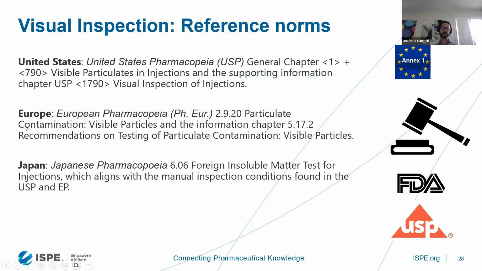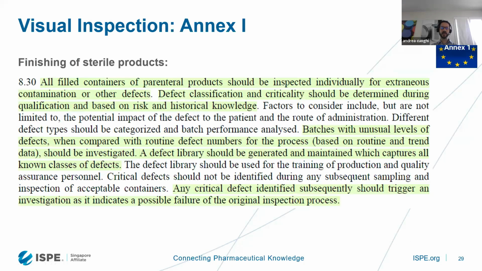And we start, as before, with the US Pharmacopeia, European Pharmacopeia, and as well Japanese Pharmacopeia. In different chapters, they speak about the visible particulates in injections and visual inspection of injection. And all these three norms say basically the same. They say that all the filled containers, for example, this is an extract from Annex 1, all the filled containers of parenteral products should be inspected individually for extraneous contamination or other defects.